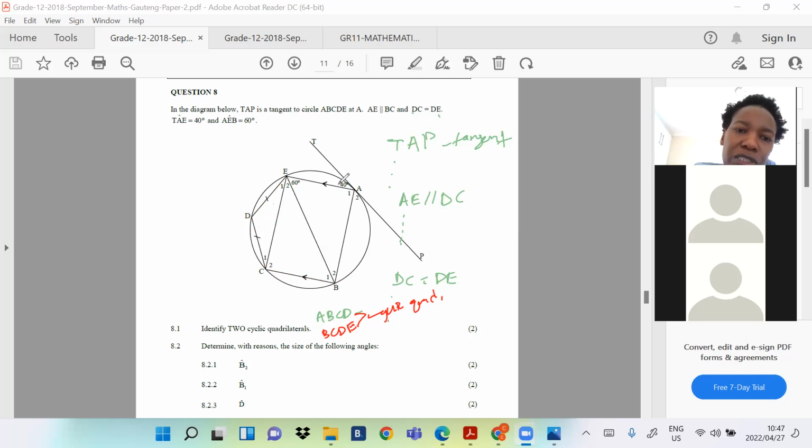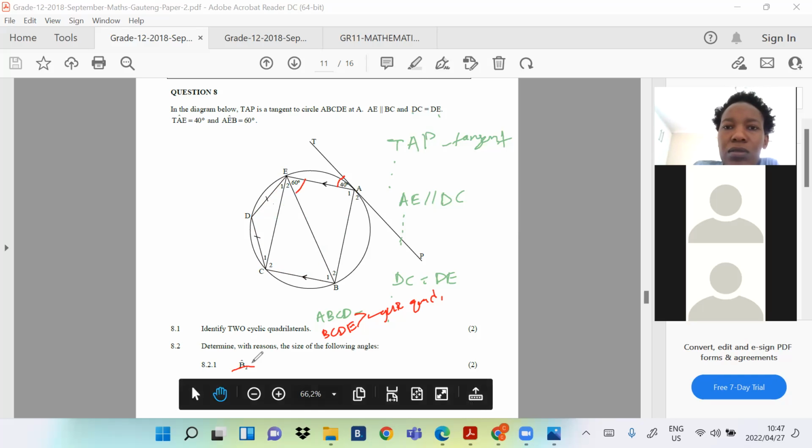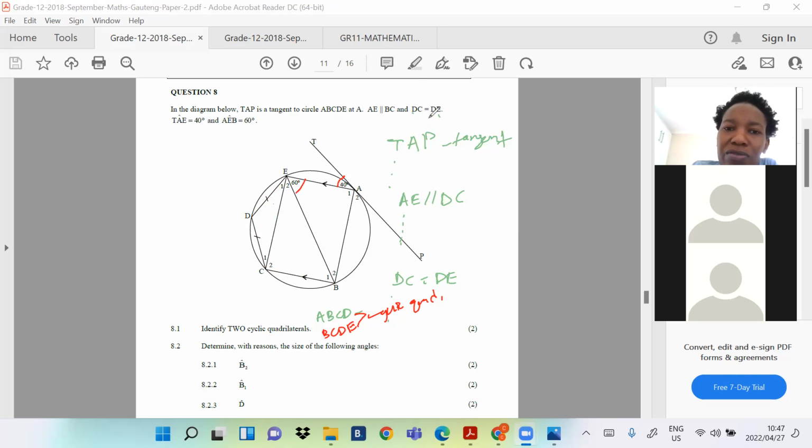How can you use this 40 to get B2? Or how can you use that 60 to get B2? We're doing B2 first, and the information they gave you. Yes. Can you see that B2 is equal to 40 because interior angles is equal to exterior angles?